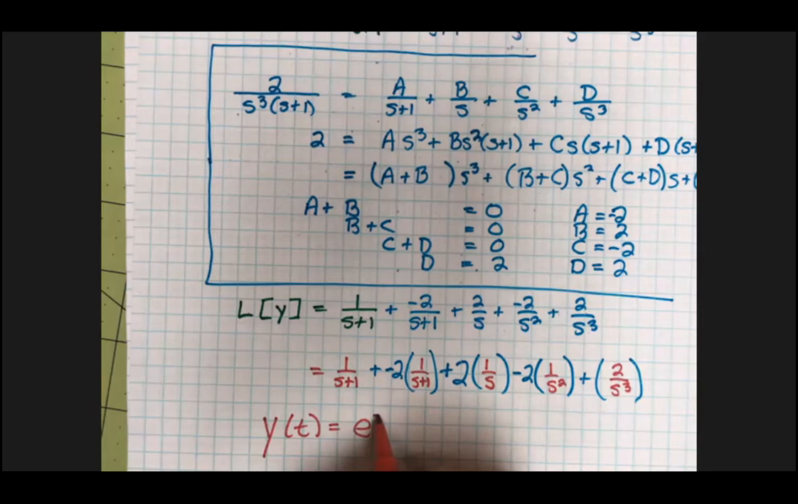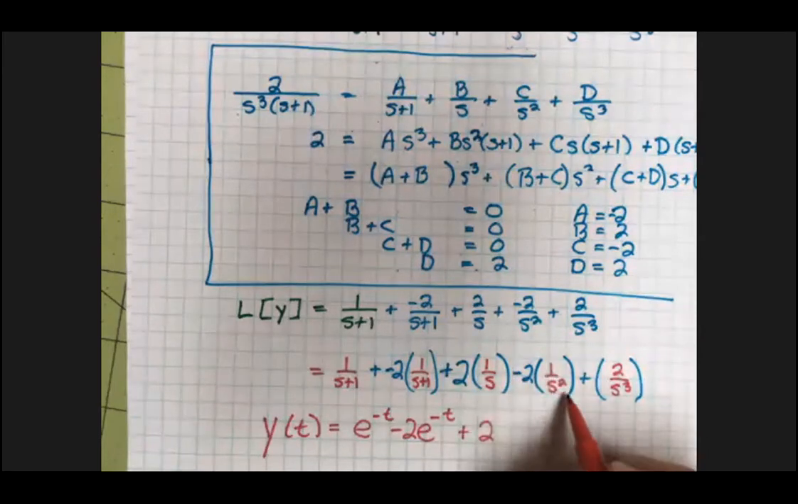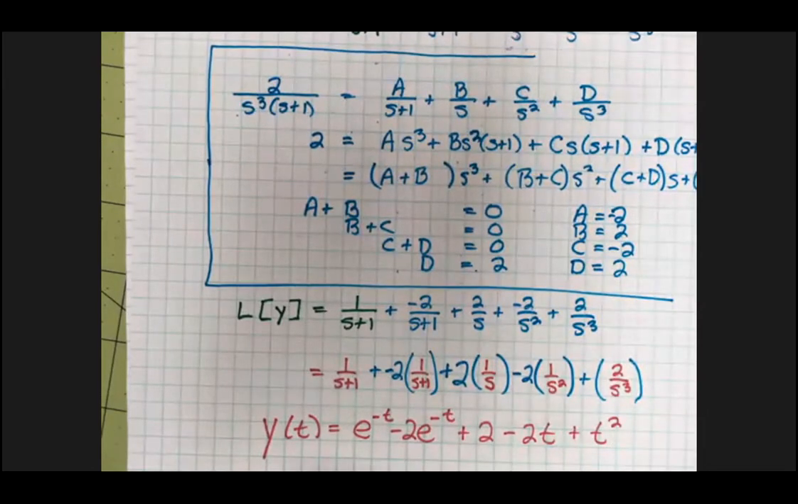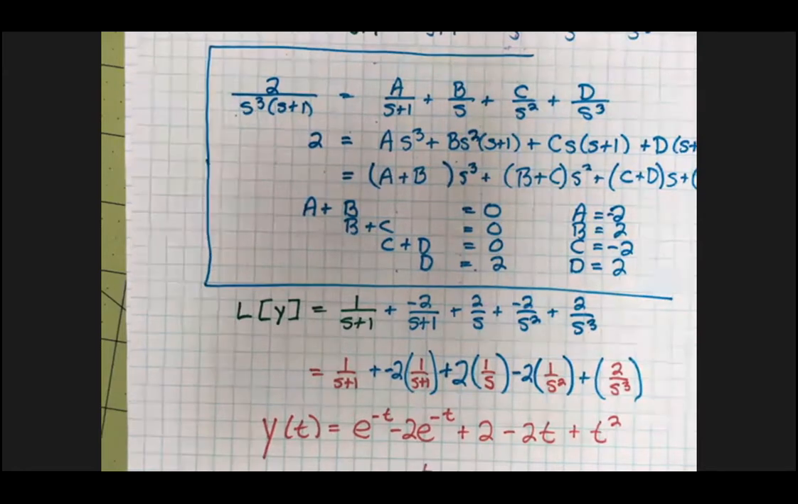This is plus 2 times 1 decoding. This is minus 2 times t decoding. This is plus t squared decoding. Final answer, negative e to the minus t plus t minus 2t plus t squared.